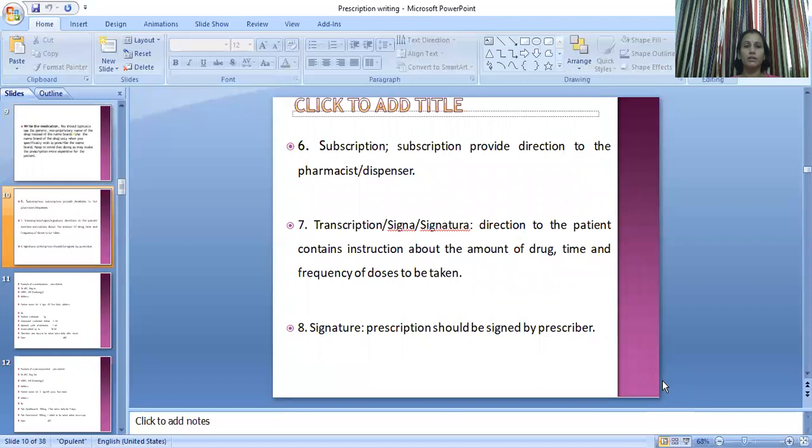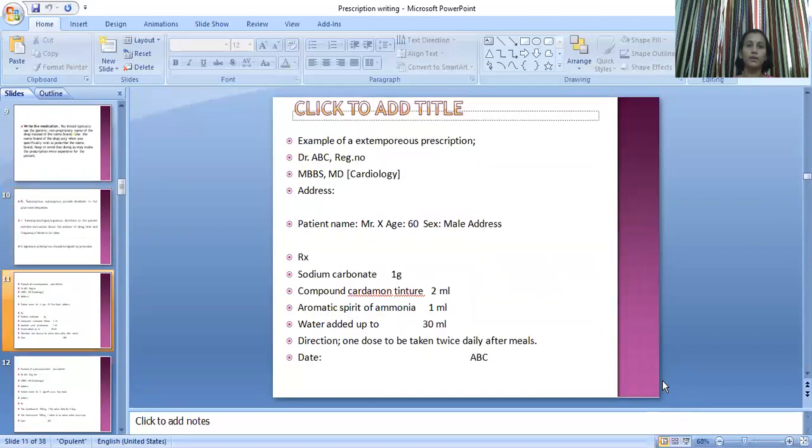The next component in the parts of prescription is subscription. Subscription will provide the direction to the pharmacist or dispenser. The seventh is transcription, signa or signature. It's a direction to the patient, containing instruction about the amount of drug, time of taking the drug, and the frequency of the doses to be taken. And at the end, there should be a signature. The prescription should always be signed by the prescriber or the doctor who is prescribing the medication.